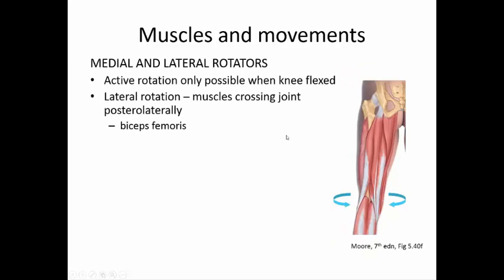There are medial and lateral rotators of the knee. So the knee is a modified hinge joint, meaning that some rotation is possible. Active rotation is only possible when the knee is flexed. Lateral rotation is caused by muscles crossing the joint posterolaterally, biceps femoris. So if you palpate behind your knee, you can feel that there are two tendons crossing the knee medially, semimembranosus and semitendinosus, and one laterally.